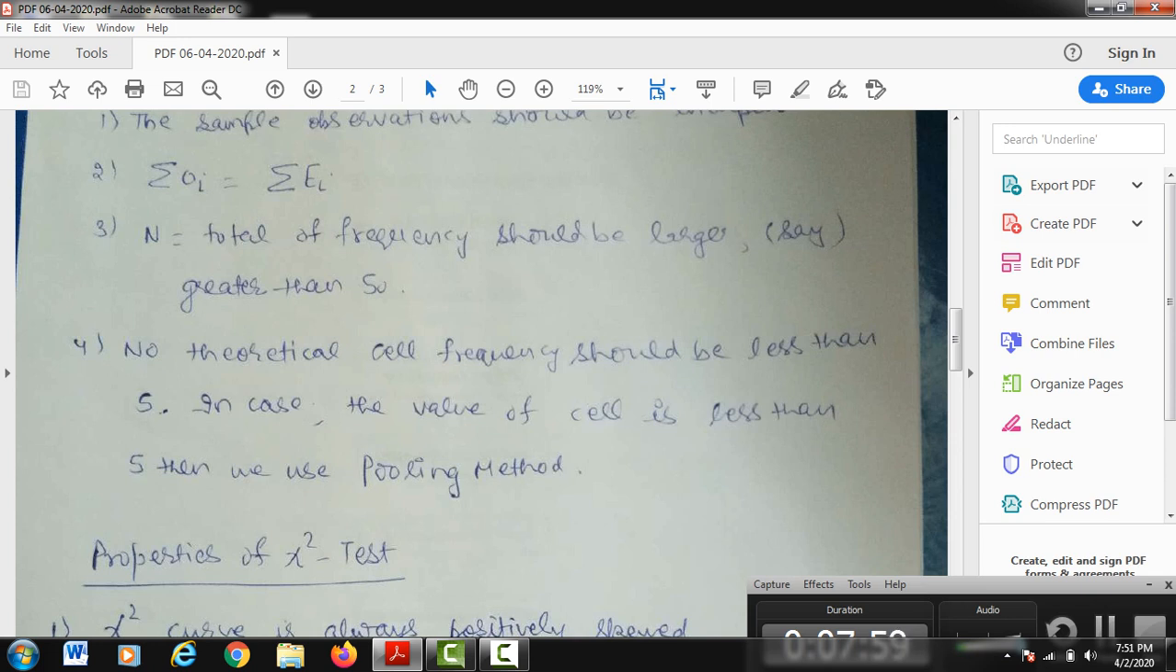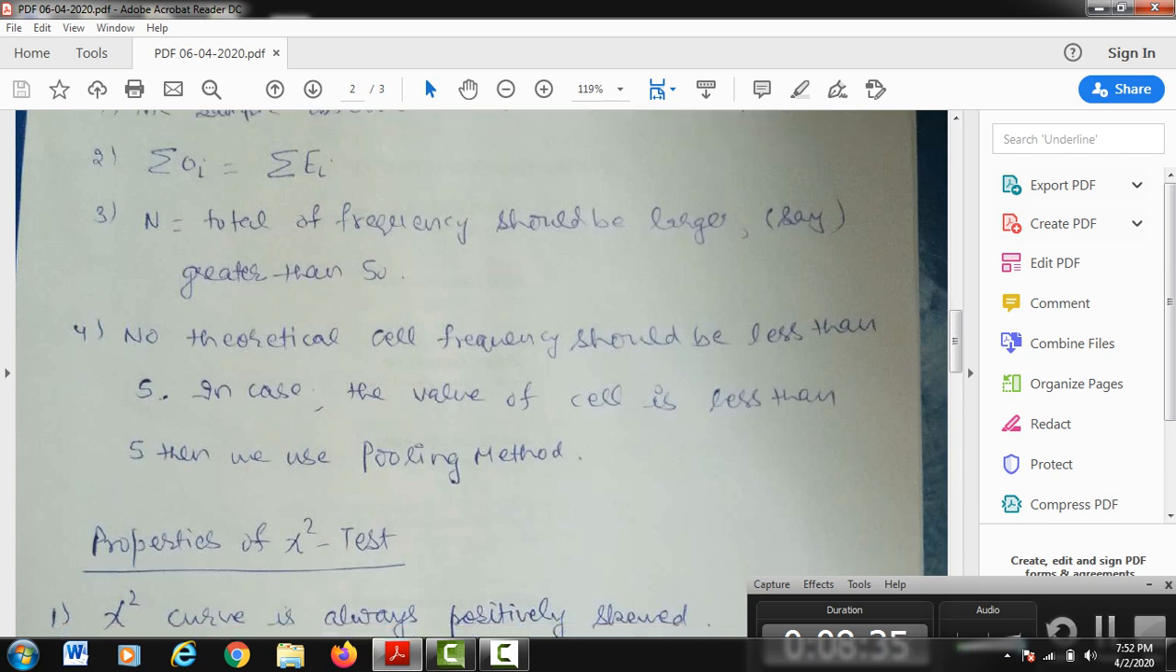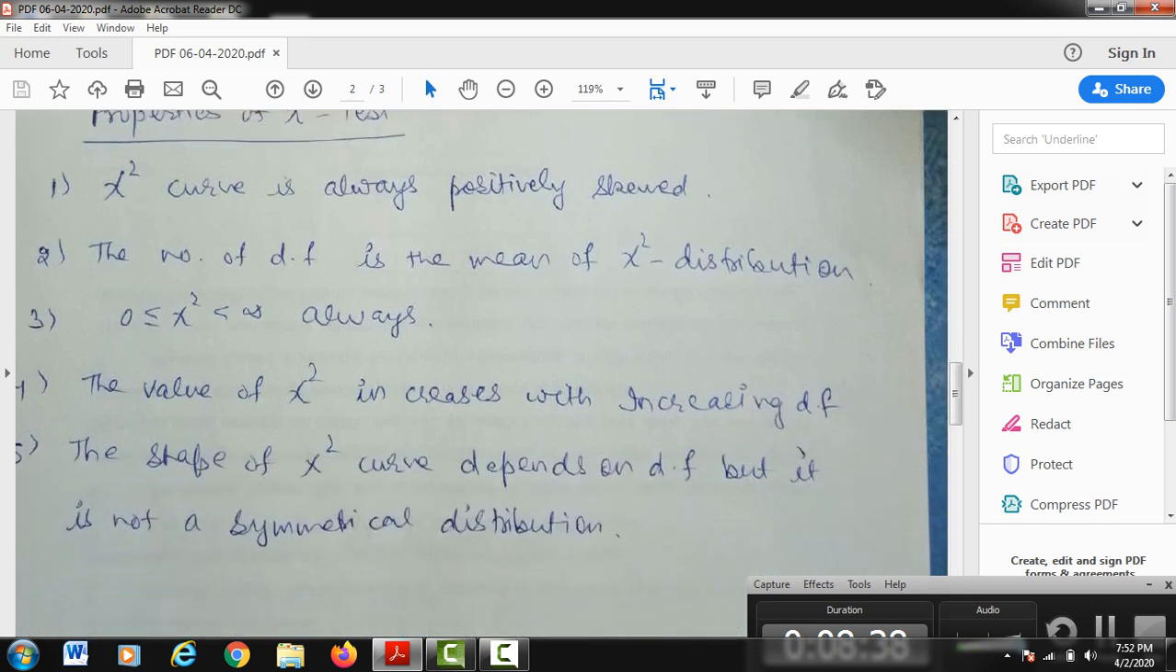In case the value of a cell is less than 5, then we will use the pooling method. Now what is the pooling method? I will discuss it later, when we deal with the numericals. Basically I will give you the idea. In the pooling method, we add or subtract some quantities. We add some value to the cell which has a value less than 5, and subtract that value from the other cell. The condition is that the summation should not change, the summation should be constant. So these are the basic conditions of the chi-square test.